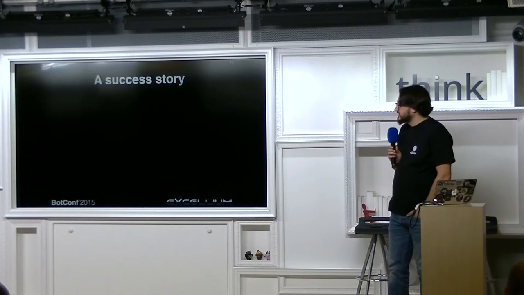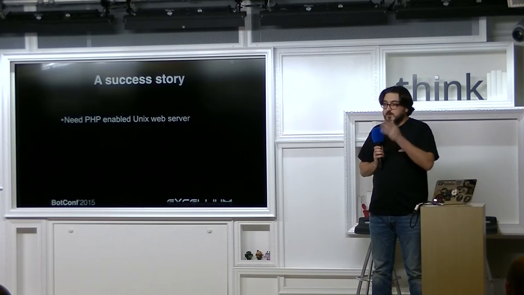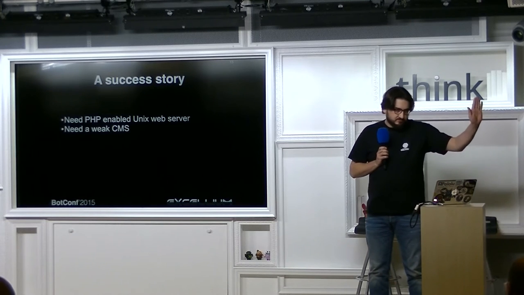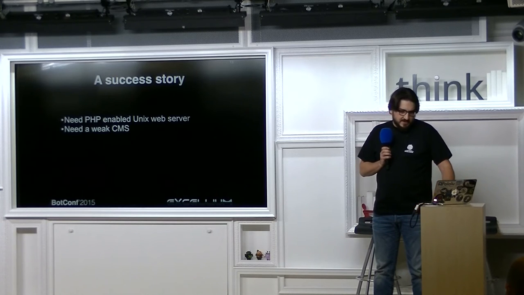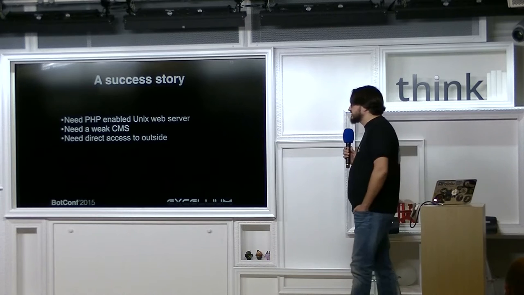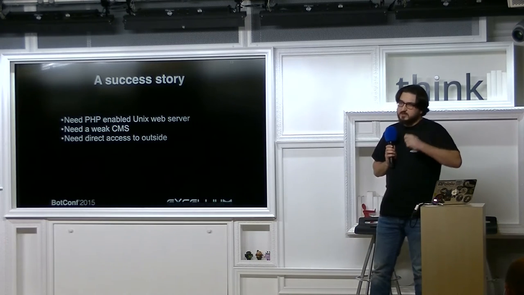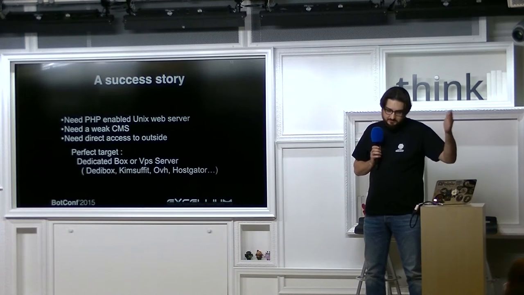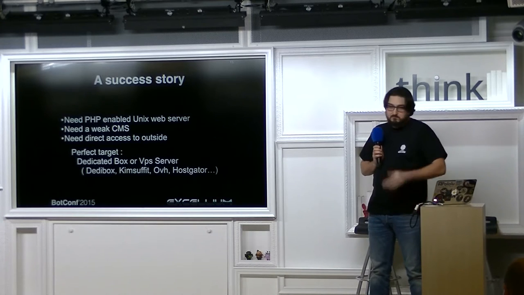For that to be successful, you need a PHP Unix web server, like one you may have at OVH and so on. You need a weak CMS because it heavily relies on CMS vulnerabilities. And your server needs direct access to the outside because, of course, the PHP script, the bot, is directly connecting back to the IRC server. So the best option for that is, of course, some dedicated box or VPS servers, like OVH, but others.